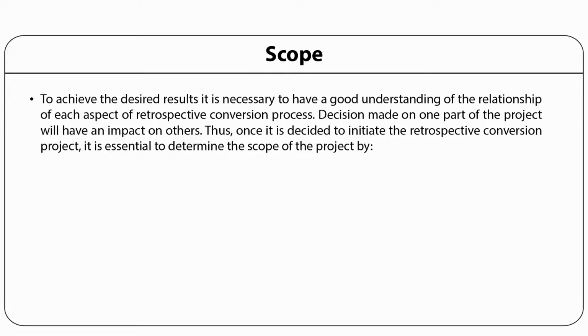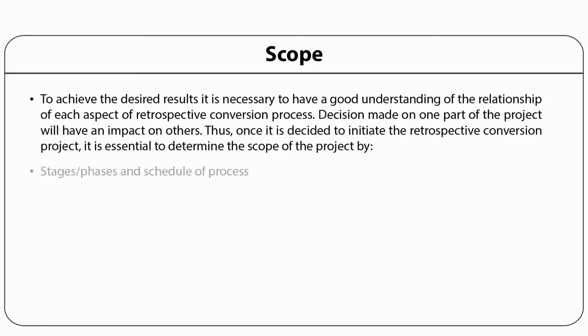Scope: to achieve the desired results, it is necessary to have a good understanding of the relationship of each aspect of the retrospective conversion process. Decisions made on one part of the project will have an impact on the others. Thus, once it is decided to initiate the retrospective conversion project, it is essential to determine the scope of the project by the following points.